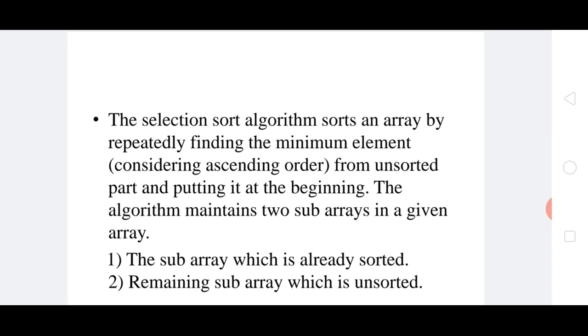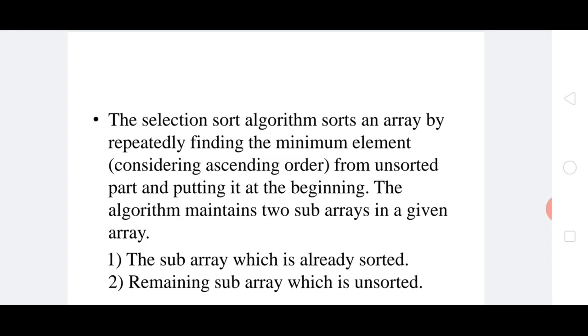The selection sort algorithm sorts an array by repeatedly finding the minimum element. As you know, every time in selection sort we find the smallest element in the list, means in every step or every pass we find the minimum or smallest element from the unsorted part and place it at the beginning, on the left side. The algorithm maintains two subarrays.